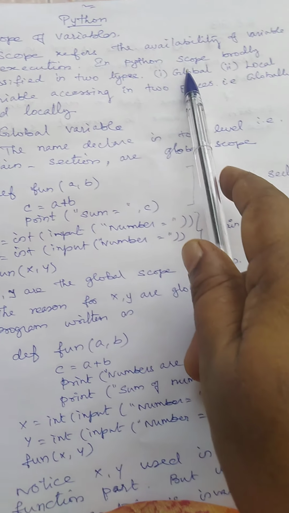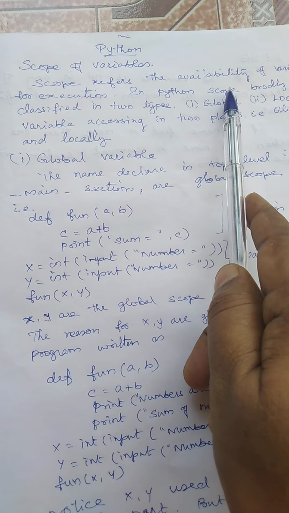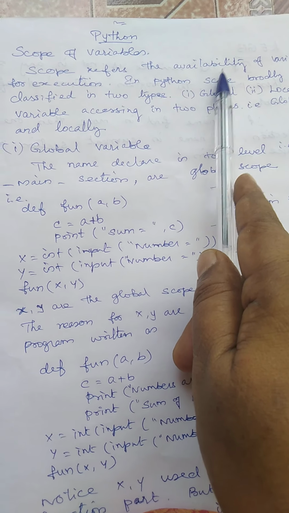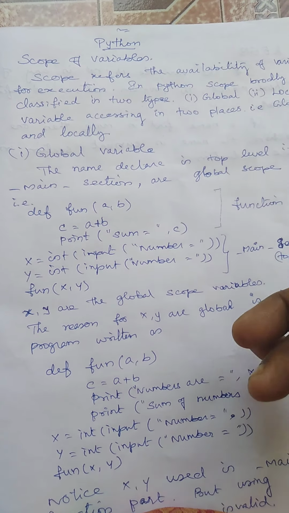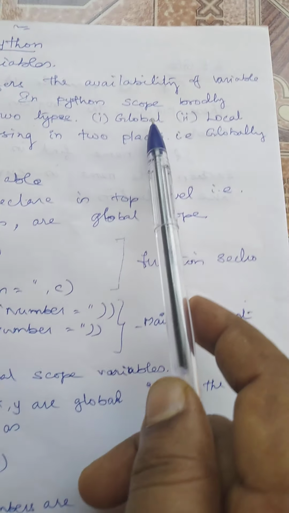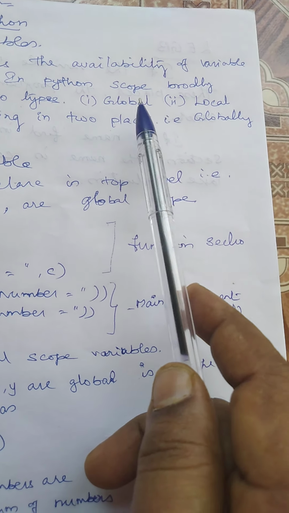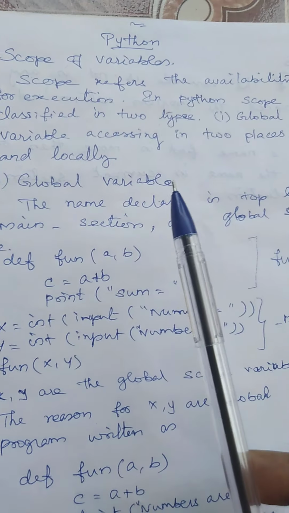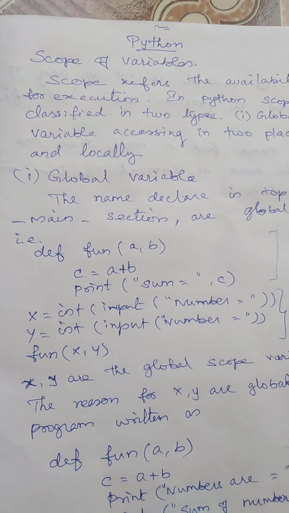Now in Python the scope is broadly classified into two types. What is scope? The scope refers to the accessibility or the availability of a variable of that name. The classification of the scope in Python can be global and local. There are two main broad classifications called global scope and local scope. What is meant by global scope? Global refers to all over the program.